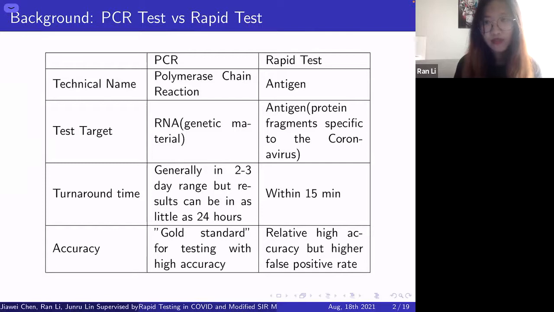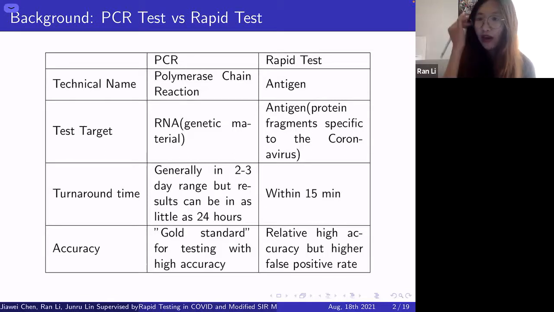Let's compare the traditional PCR test with the rapid test. PCR is short for polymerase chain reaction. For the PCR test, the test target is RNA, which is the genetic material of the coronavirus. However, rapid test is quite different. We do not test the genetic material. Instead, we test the antigen, which is the protein fragment specific to the coronavirus, or some of the rapid tests also test for antibody. The most different thing between PCR and rapid test is that the PCR test generally takes 24 hours to get results. However, rapid test only needs 50 minutes to obtain the result that we need.